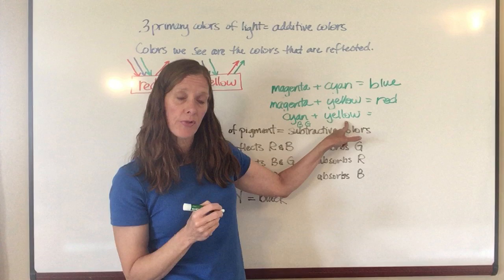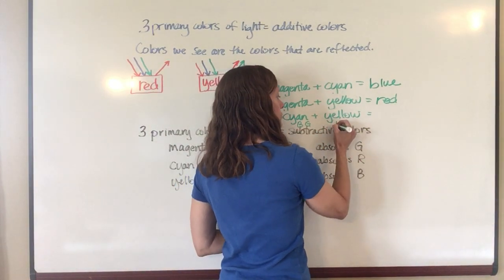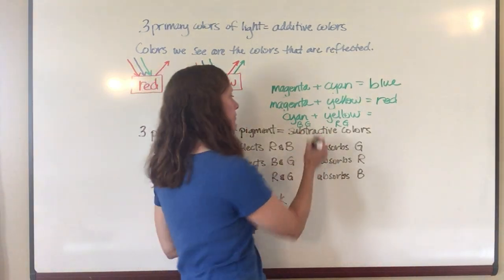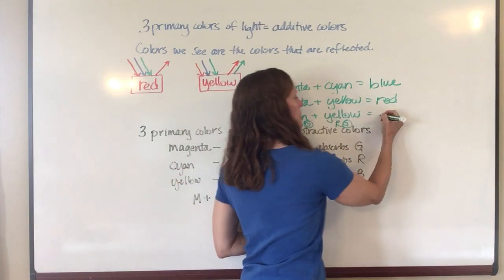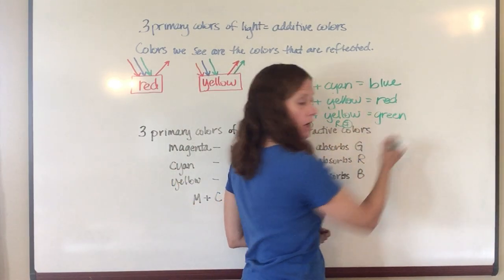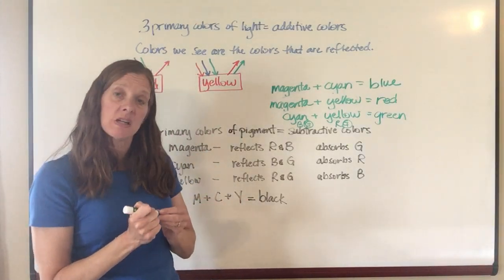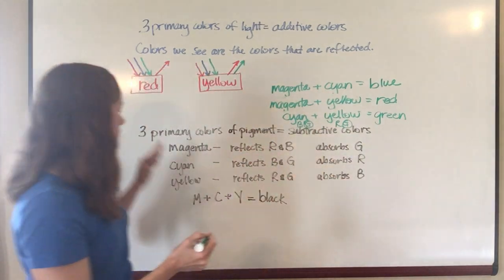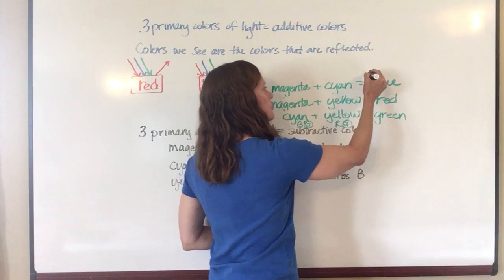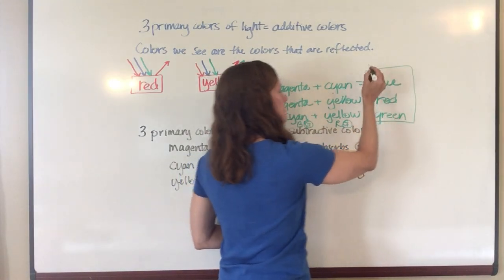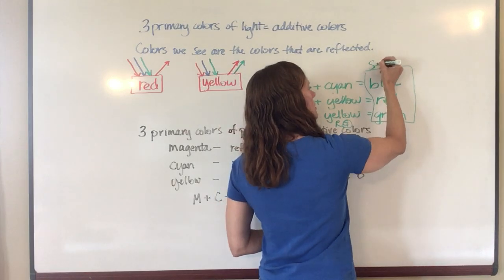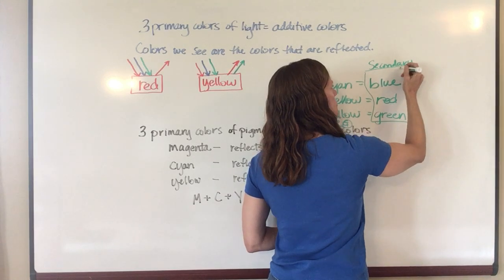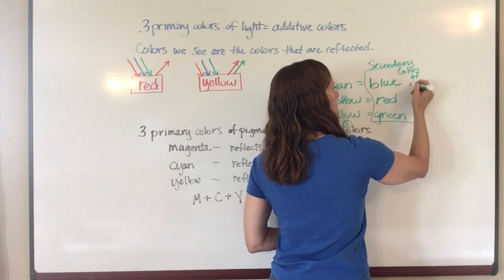What two colors does yellow reflect? Yellow reflects red and green, because that's what makes yellow. So what color is reflected by both of them? The green is reflected by both of them. So if I put a cyan dot on top of a yellow dot, I will end up with a green dot. So as you can see, when I mix these primary colors together, so these are the primary colors of pigment, so the blue, the red, and the green are obtained by mixing the primary colors. So these then are going to be your secondary colors of pigment.